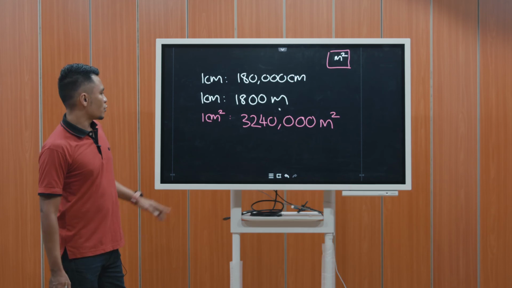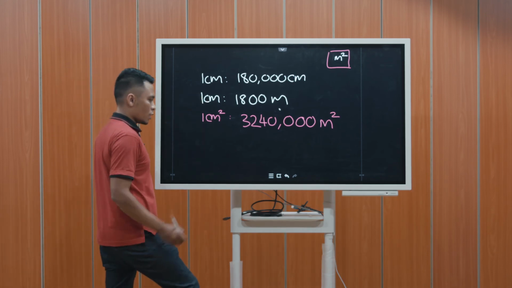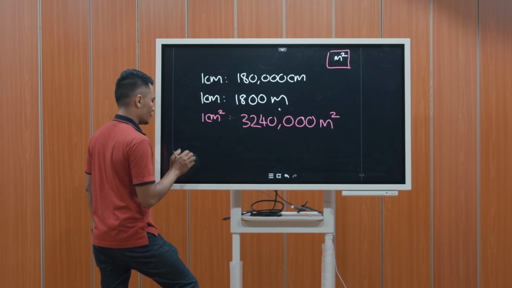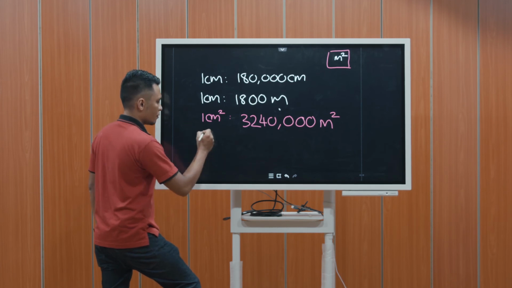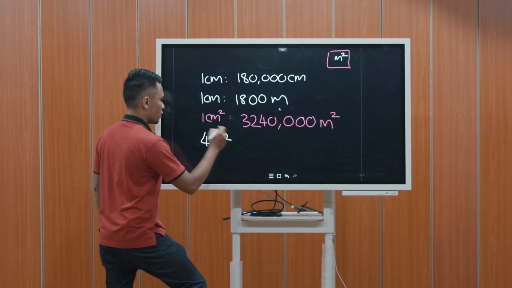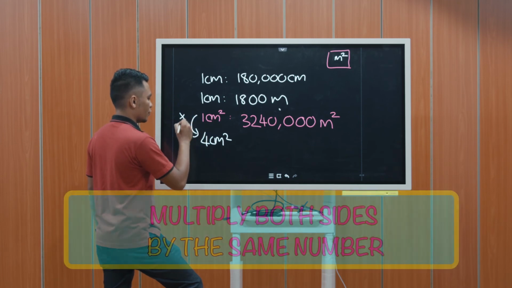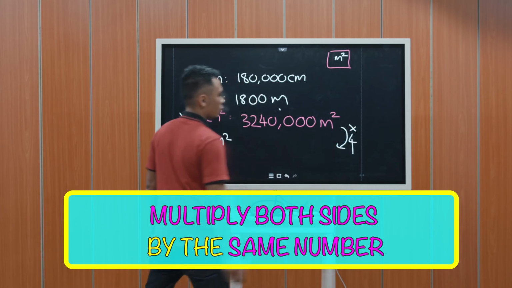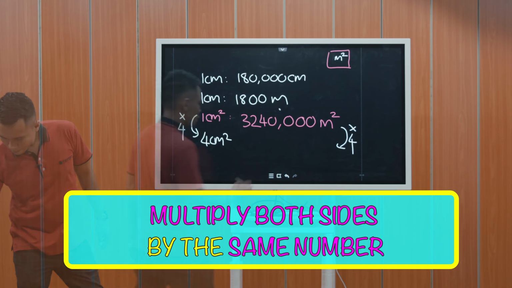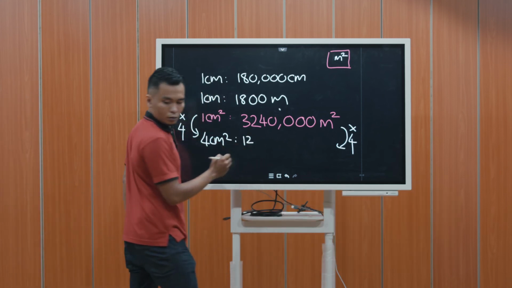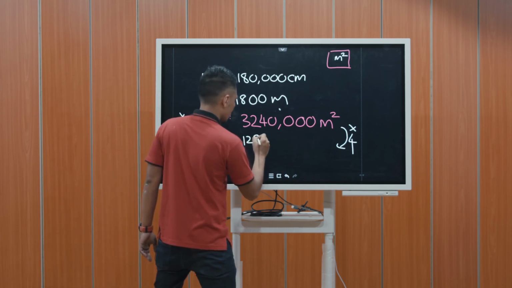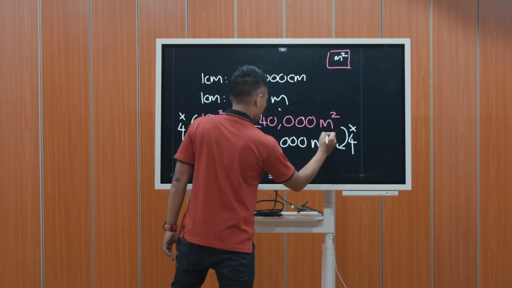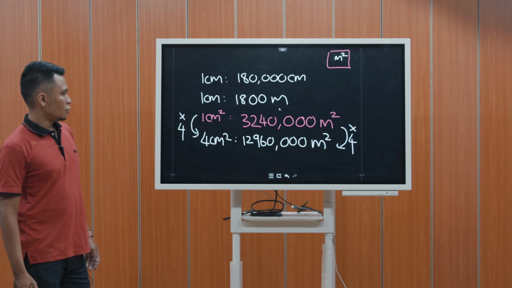Okay? So now the question says Sengkang is actually 4 centimeter square. To get 4 centimeter square, this one I must multiply by 4. This one I must multiply by 4. Okay, so I'll do the calculation. 12960000. Okay, so this is how you do it.